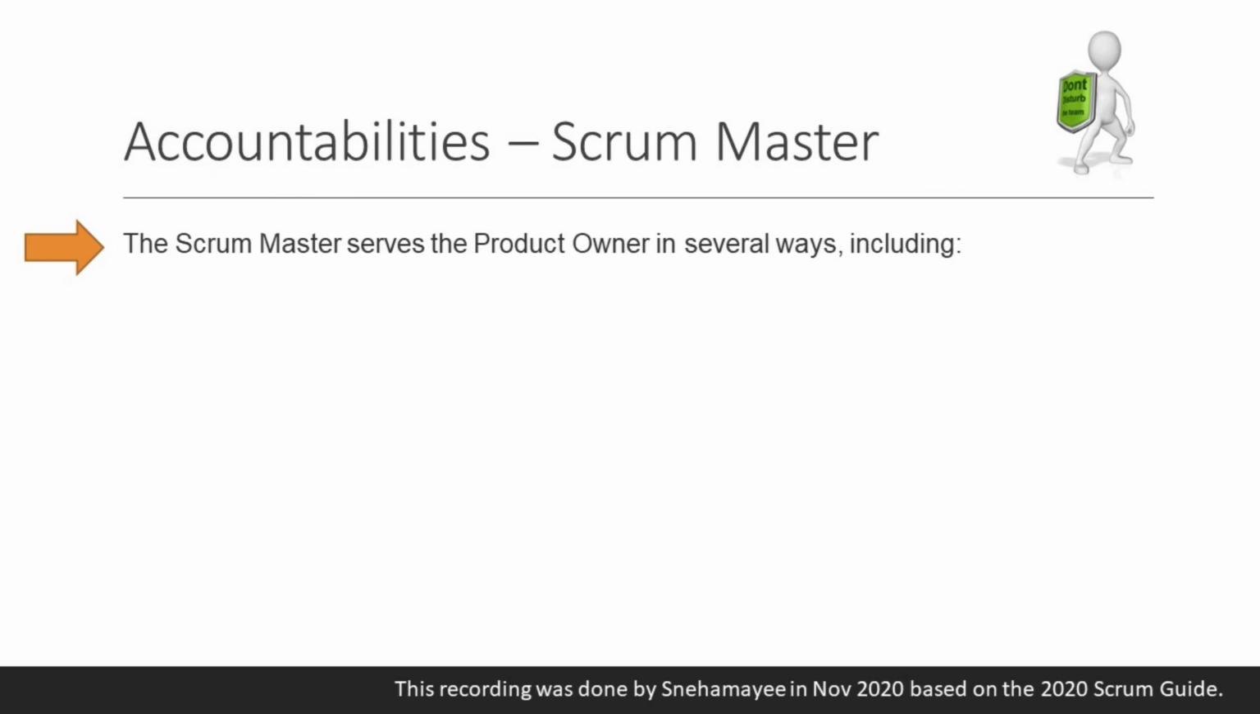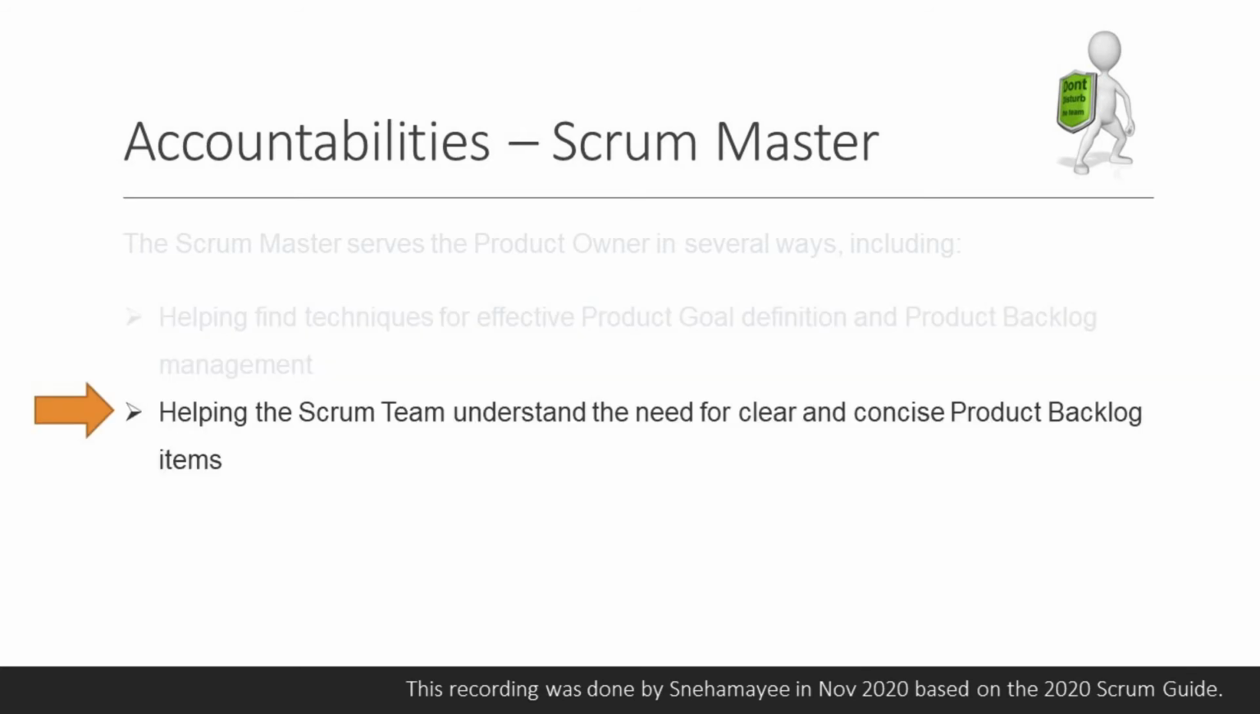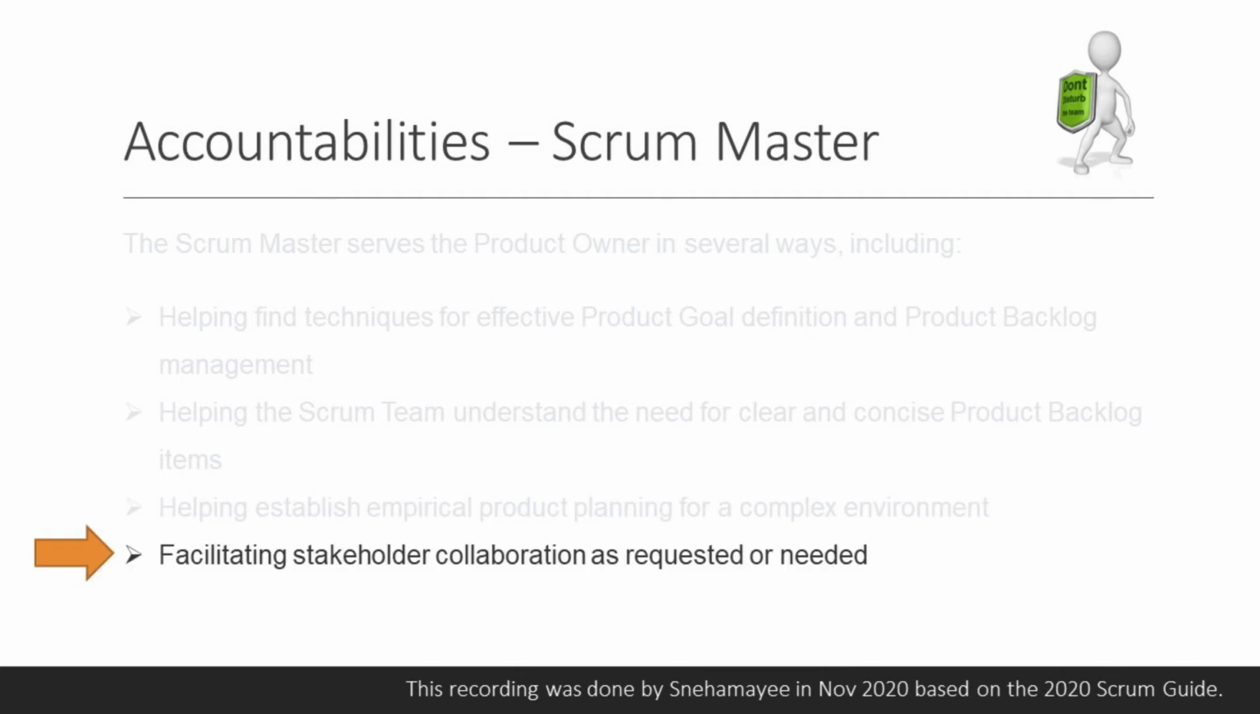The Scrum Master serves the product owner in several ways, including helping find techniques for effective product goal definition and product backlog management, helping the Scrum team understand the need for clear and concise product backlog items, helping establish empirical product planning for a complex environment, facilitating stakeholder collaboration as requested or needed.